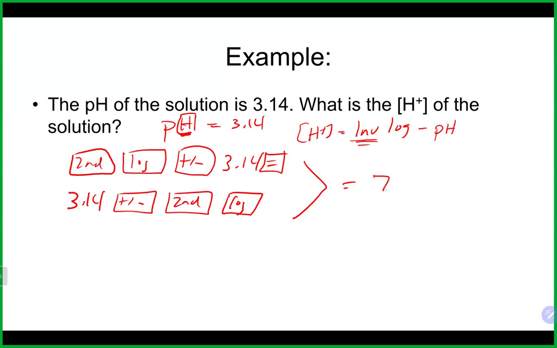again, I'm just going to turn it into scientific notation. It's decimal form on my calculator, 7.2 times 10 to the negative 4 molar. Question on that one there.